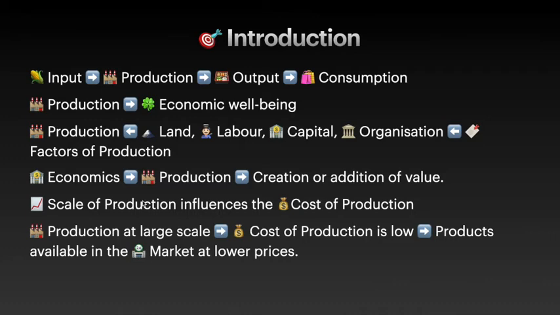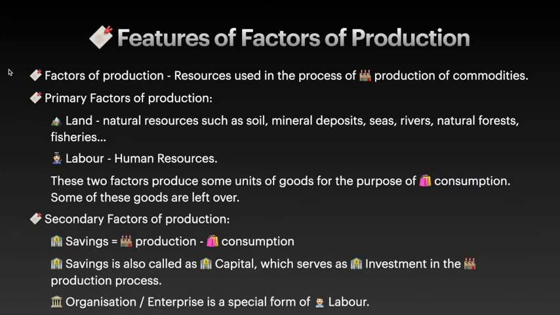The scale of production influences the cost of production in any economy. When production of a commodity takes place on a very large scale, the average cost of production becomes lower, and this creates a possibility of bringing products to the market at very low prices. Now we'll move on to the features of different factors of production. Factors of production means resources used in the process of production of commodities.